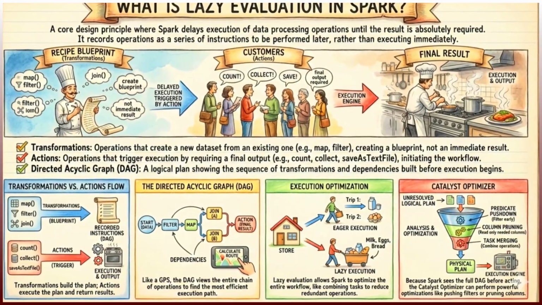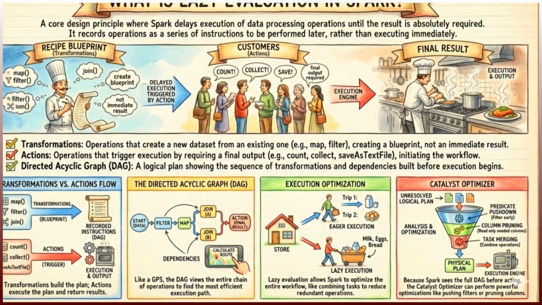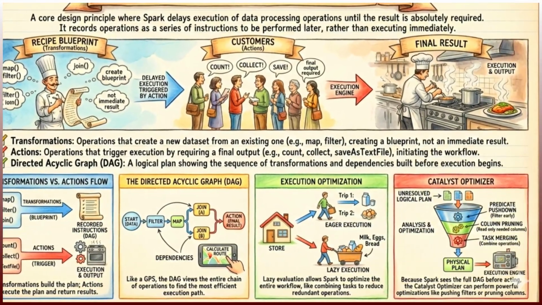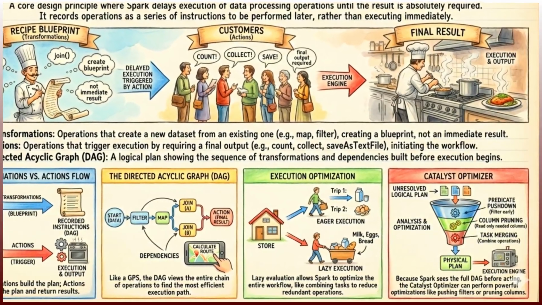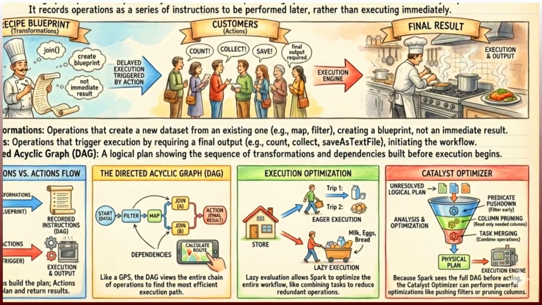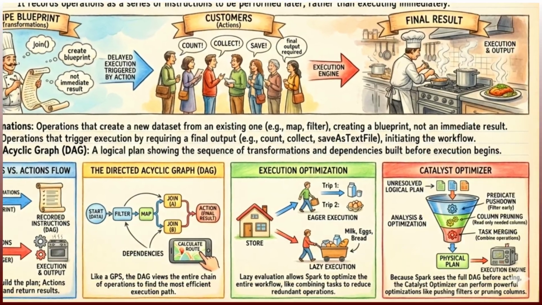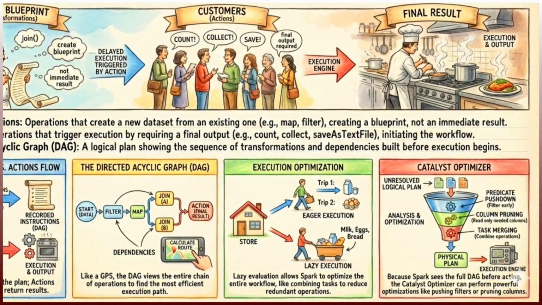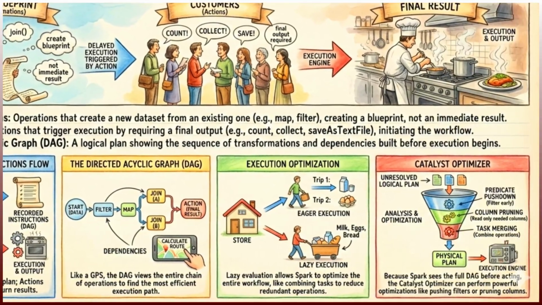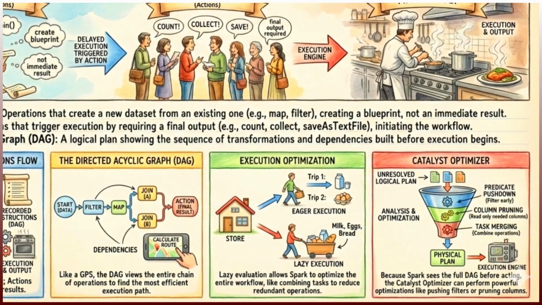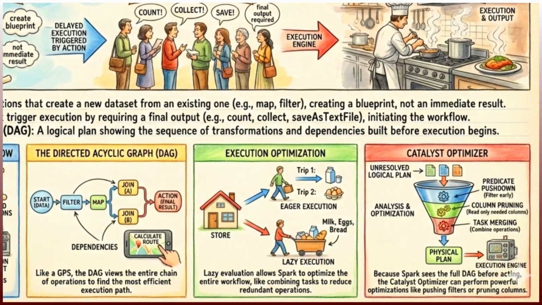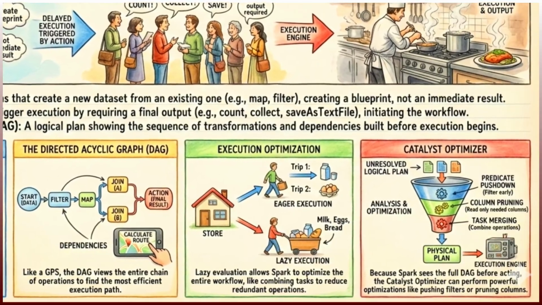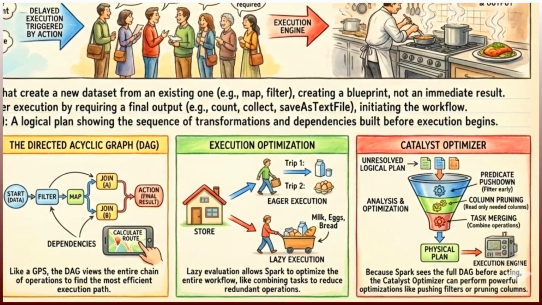So, why go through all this trouble? Why not just execute line by line? It all comes down to the Catalyst optimizer. Because Spark sees the whole plan before it starts, it can perform some incredible cheats to save time. Take predicate pushdown: if you are analyzing billions of rows but only want the data from California, Spark pushes the filter to the very beginning. It won't even look at the other 49 states.